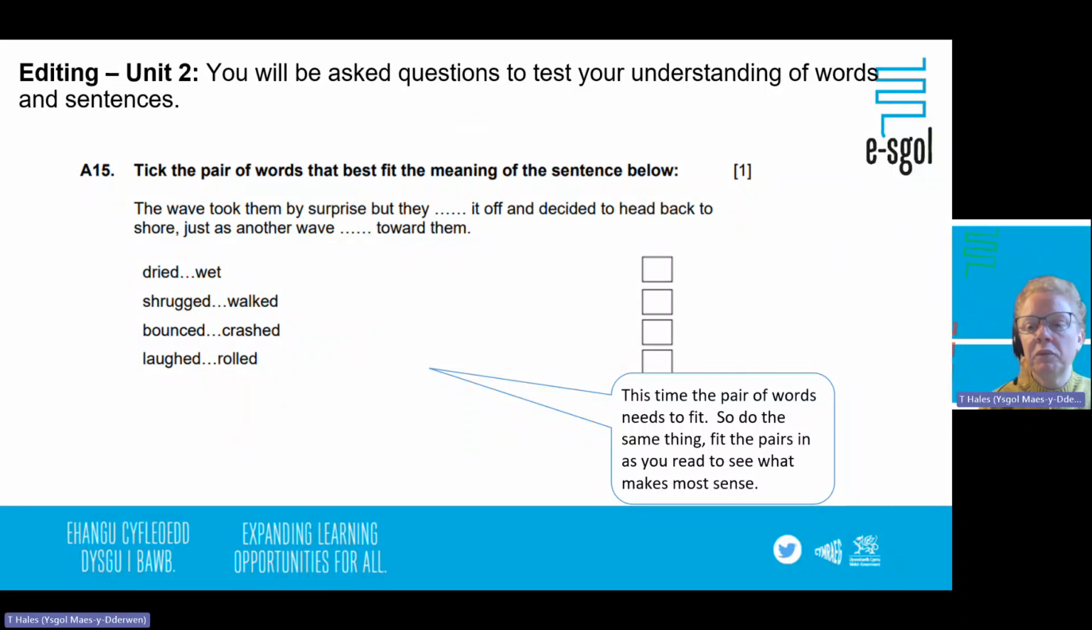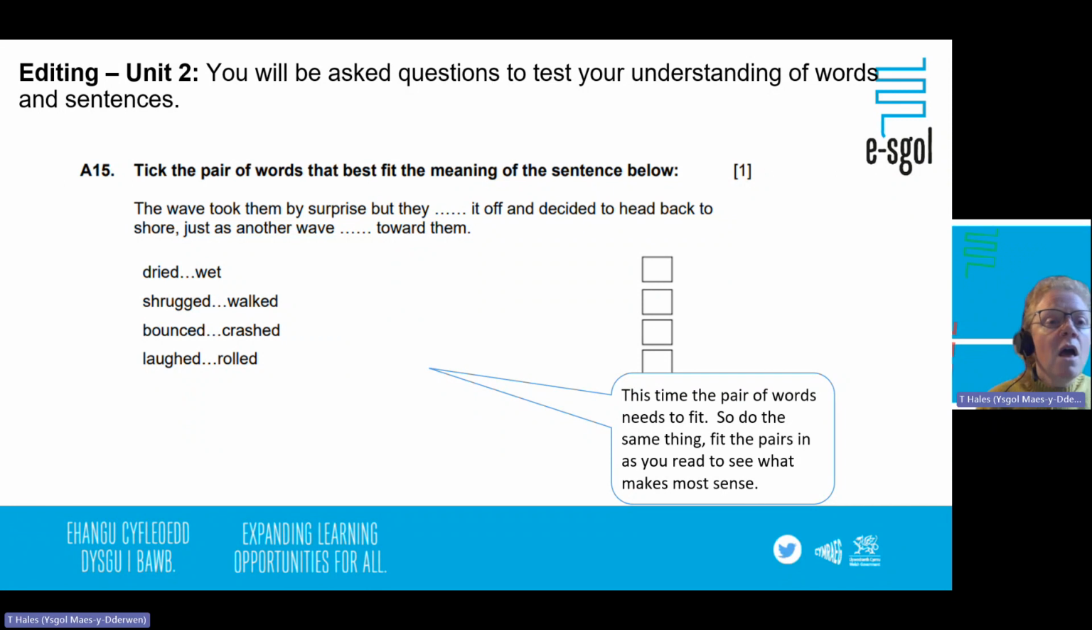So this time, both words have got to fit into the gaps. The waves took them by surprise, but they dried it off and decided to head back to shore just as another wave wet towards them. That doesn't make sense. The wave took them by surprise, but they shrugged it off. That makes sense. Decided to walk back to shore just as another wave walked toward them.